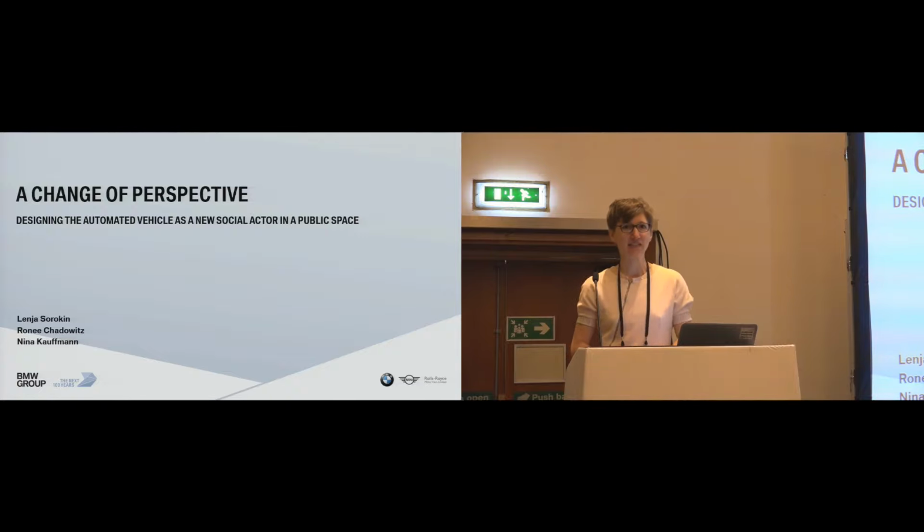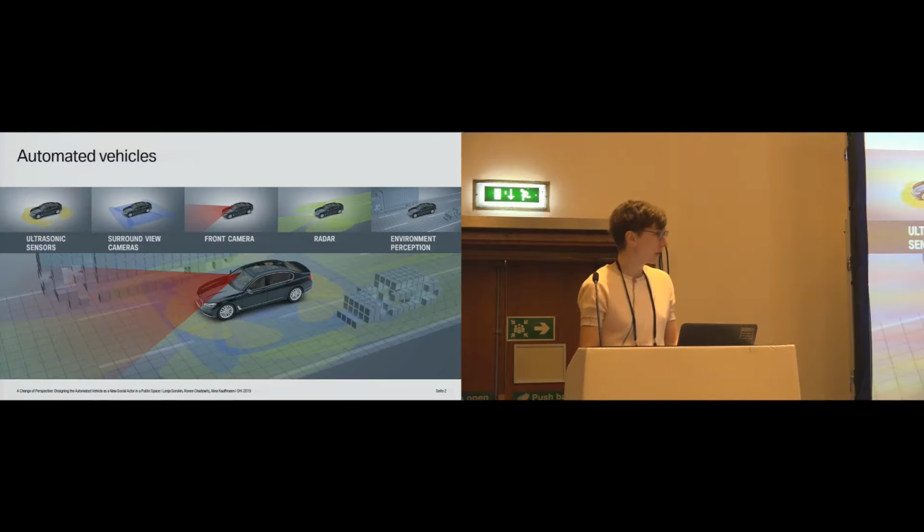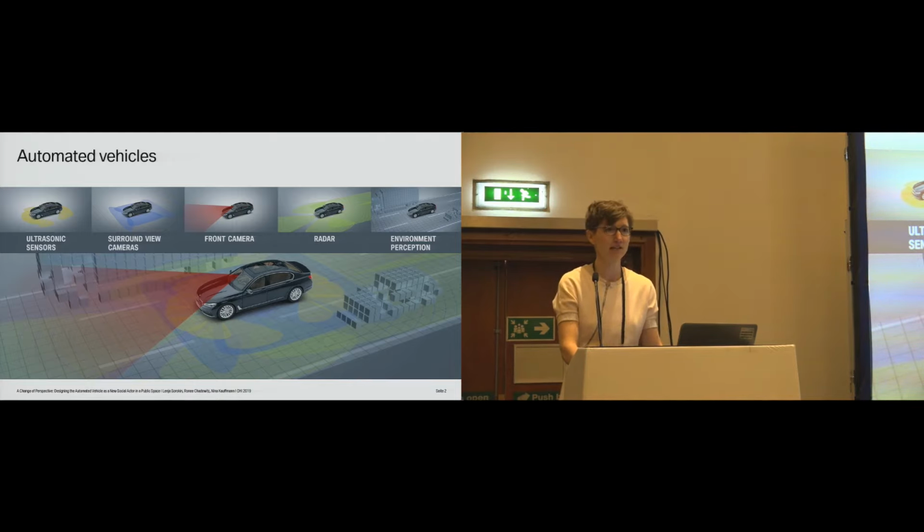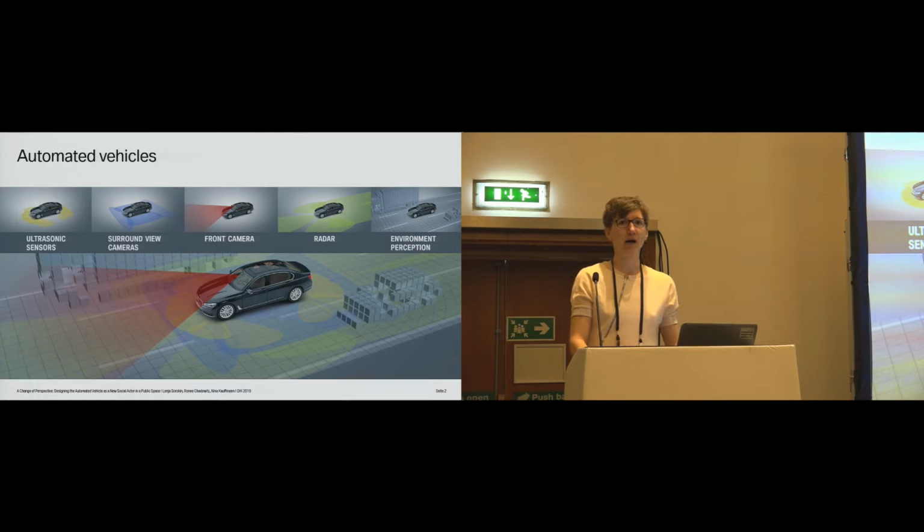I'm working as an interaction designer and project manager at BMW. In 2013, our whole company, our whole research department especially, was buzzing with automated vehicles, but it was all about algorithms and sensor capabilities. As an interaction designer, and also as a passionate bicyclist, I was really wondering how will these vehicles interact with other road users.